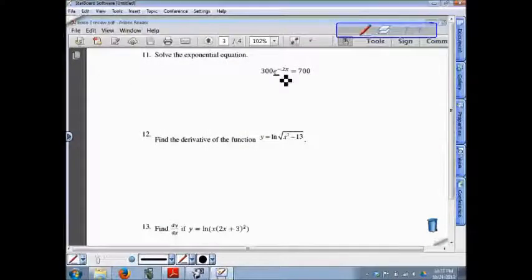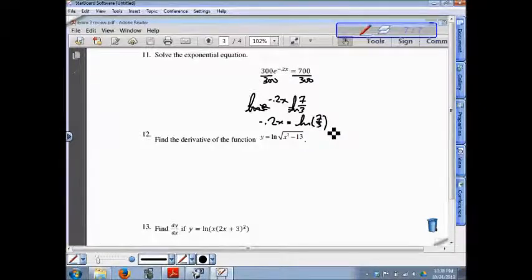Okay, question 11, we need to isolate the exponential part of this, which is e to the -0.2x. We need to get that by itself, so divide by 300. We have the equation e to the -0.2x is equal to 7/3. Now, we need to solve for x. As long as x is an exponent, we can't solve for it, so we need to cancel the base using natural log. So now we have -0.2x is equal to the natural log of 7/3. Divide both sides by -0.2 and we get the solution x equals the natural log of 7/3 divided by -0.2.